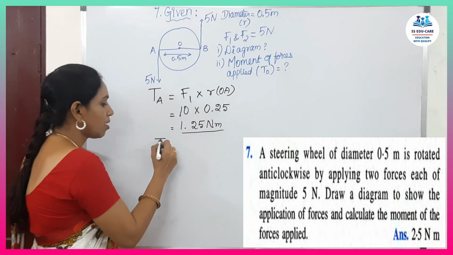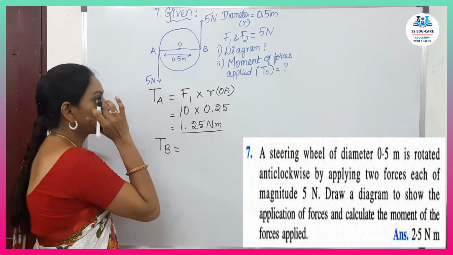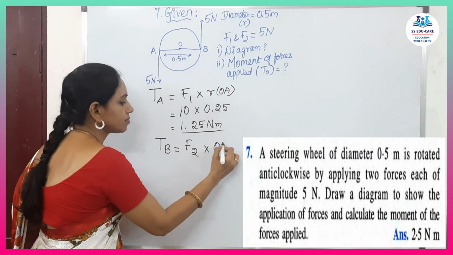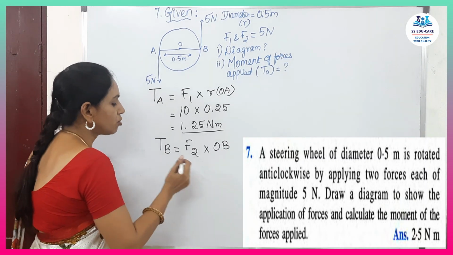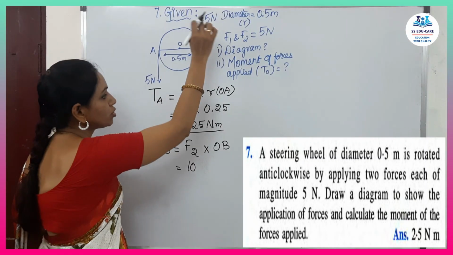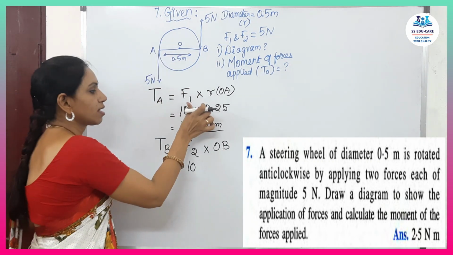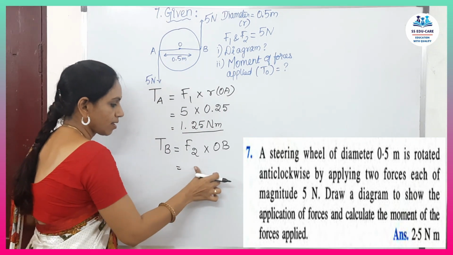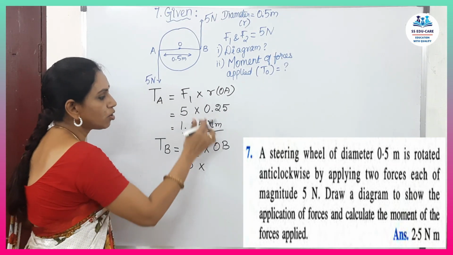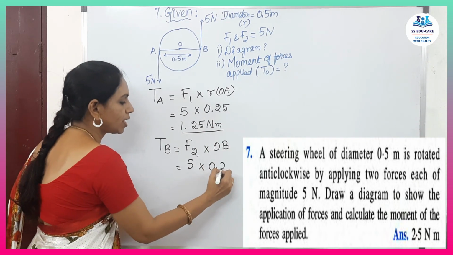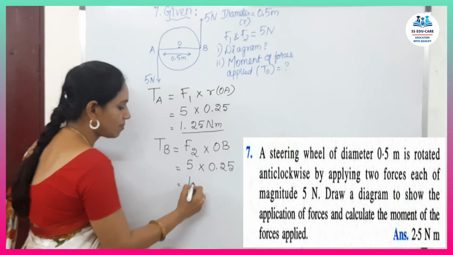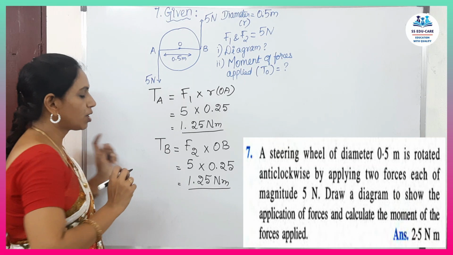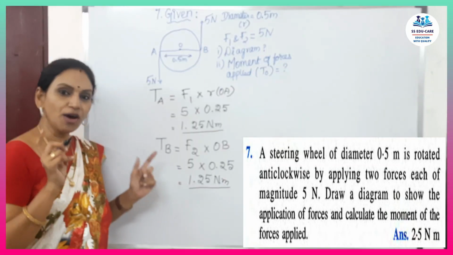Yes. Next, moment of force at point B. It is F2 into OB. That is, what is F2? F2 force, this is also 5. So this is also 5 into OB is nothing but 0.25. So this will be 1.25 Newton meter. 1.25, 1.25. Now it's right.